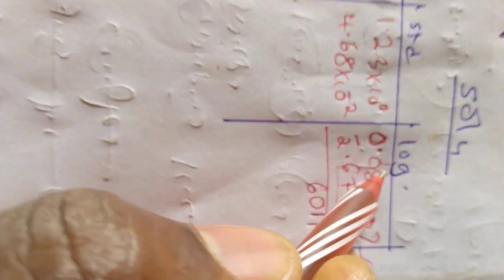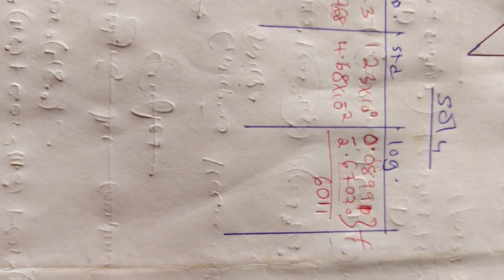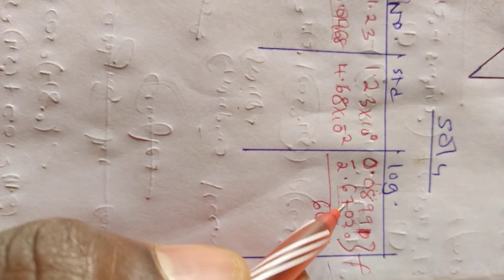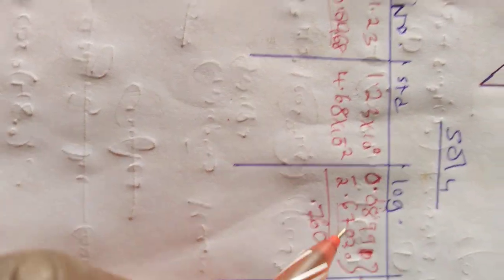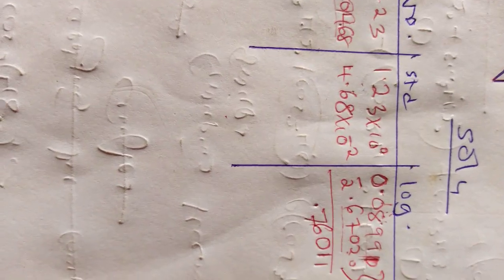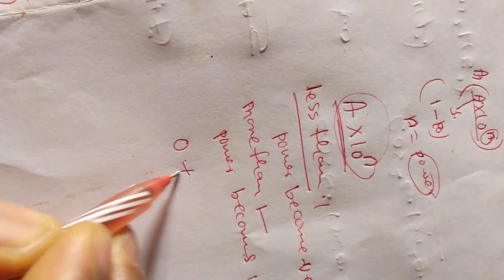Then 0 plus 1 becomes 1. Then 1 plus 6, you get 7. In this case we have 0 plus negative 2, so in this case you have negative 2.